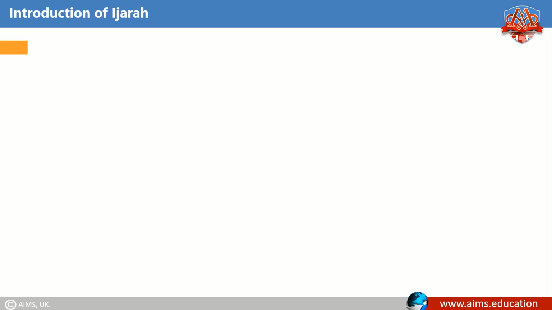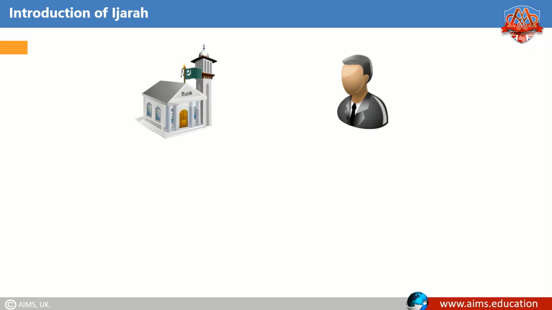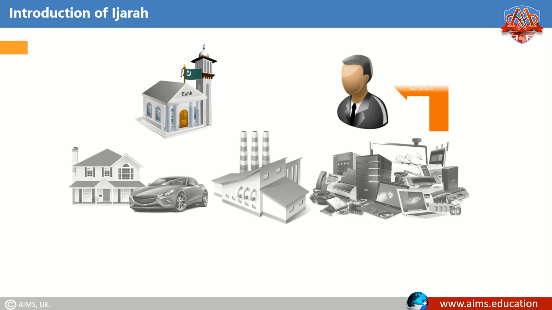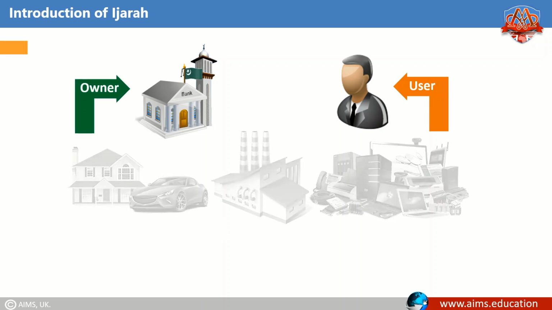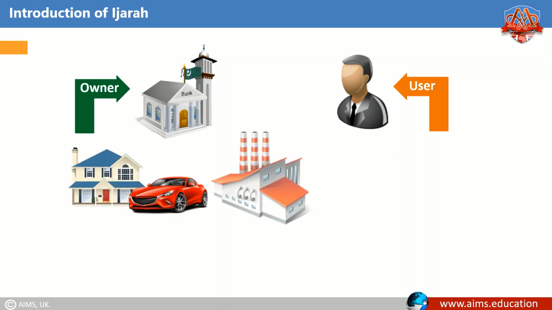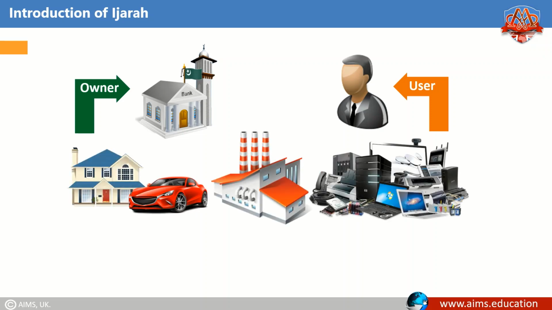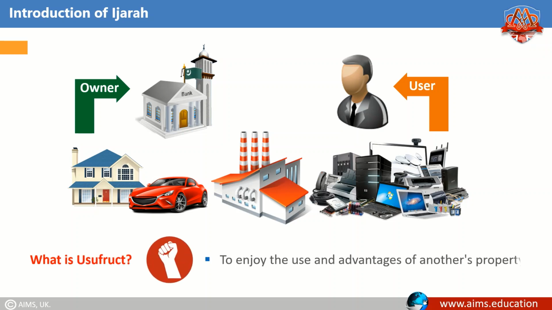Under this concept, the customer of an Islamic financial institution can use an asset or equipment owned by an Islamic bank for a fixed period and price. The subject matter could be a car, home, plant, or office automation. What is usufruct? It is the right to enjoy the use and advantages of another's property.